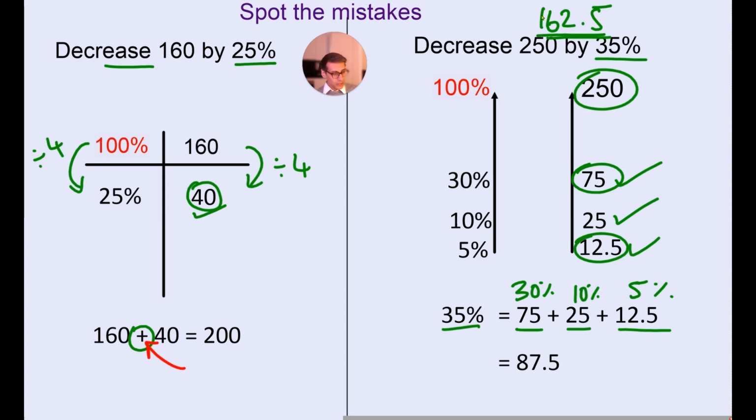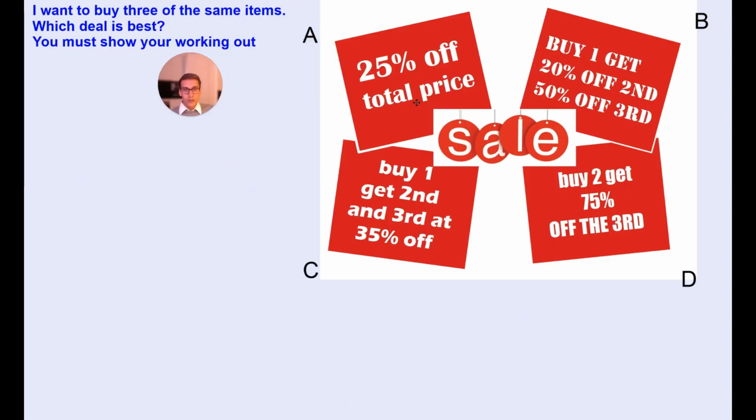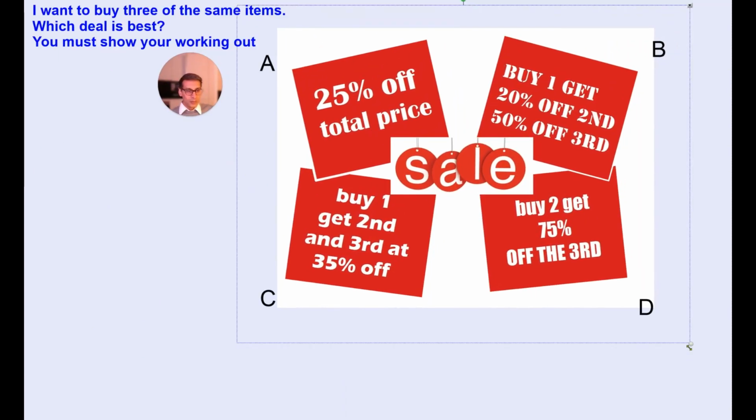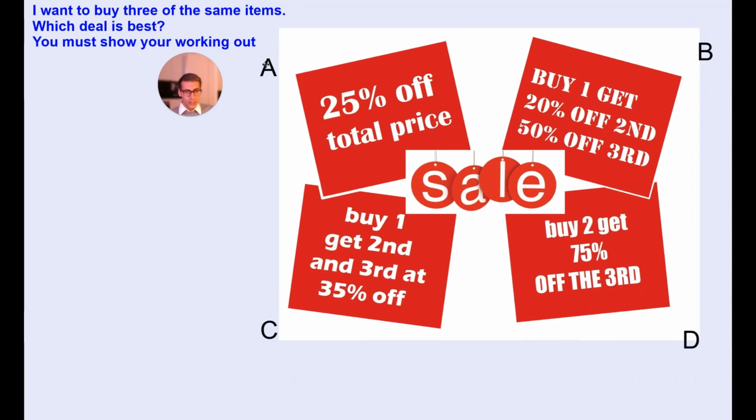Okay, so I'm going to leave you with an enrichment question here that you can have a go with. Decide which of these is the best deal. Now I'll give you a clue. The prices are not given on here, so you can set your own price, and I suggest you set the price as £100 and then apply that to all 4 examples and see which one works out to be the best.